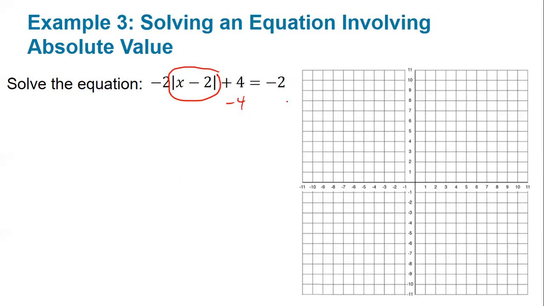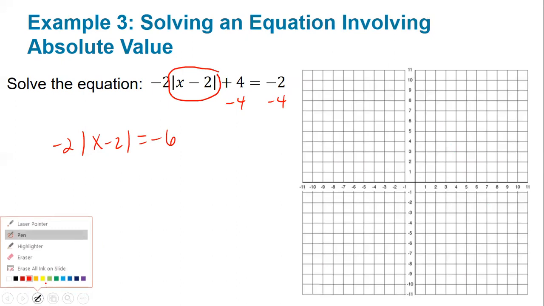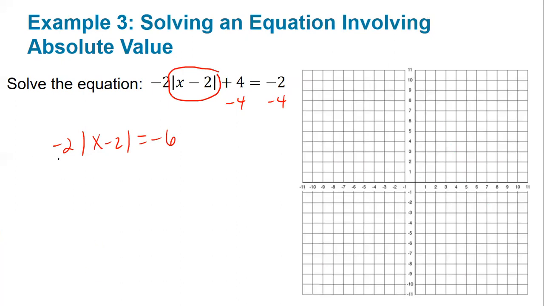When I subtract the 4, what am I left with? Okay. Is the absolute value by itself? So what do I need to do next? Divide by -2. And when I divide by -2, I'm now left with absolute value of x minus 2 equals +3. Now can I solve? Yes. Once the absolute value is by itself, you then solve. Okay? How do I solve this? Take the signs away and then add.